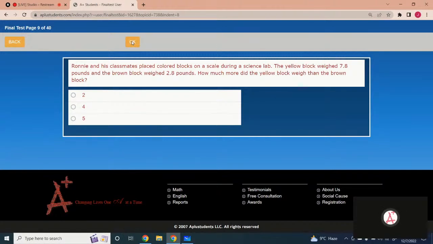So the correct option is 7.8 subtract 2.8 is 5. Got it? So the correct option is 5. So just select the correct option and click on the OK button.